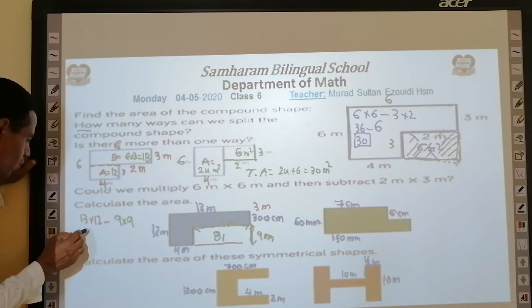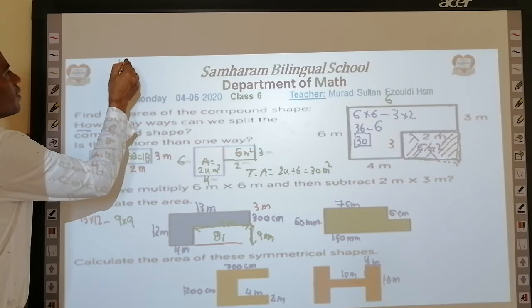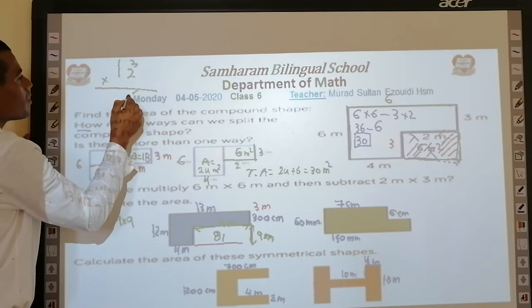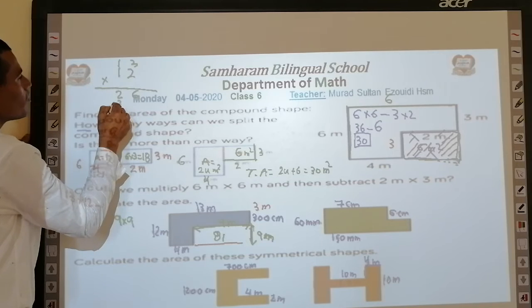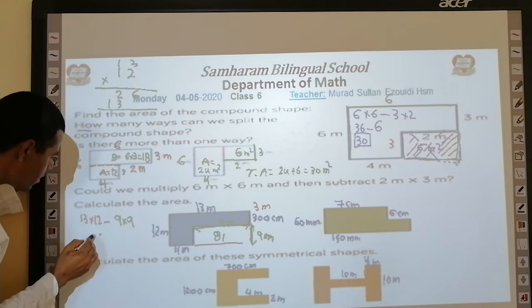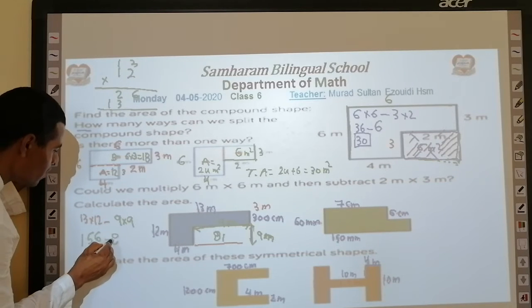Meters square. So 12 by 13, this is 12 multiplied by 13. 2 by 3 is 6. 2 by 1 is 2. 1 by 3 is 3. 1 by 1 is 1. So 6, then 2 plus 3 is 5, then 1.